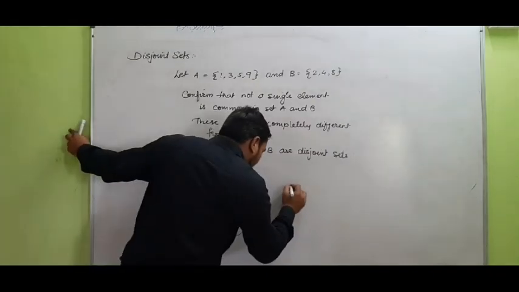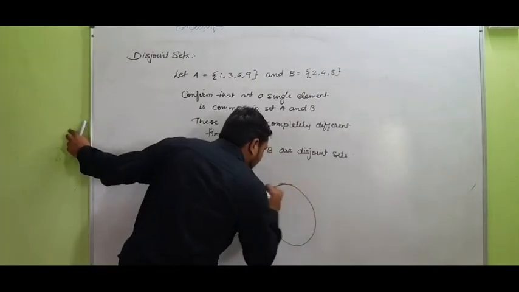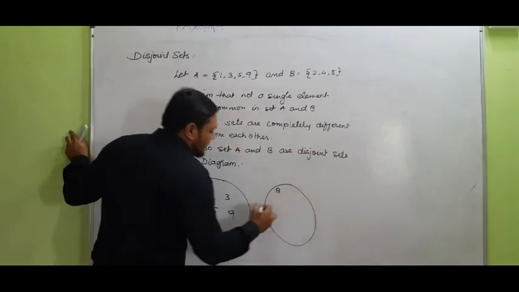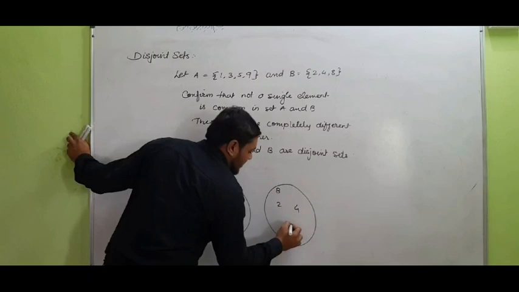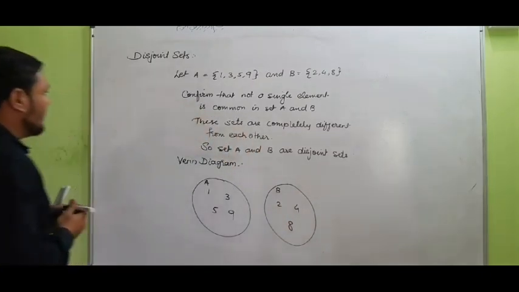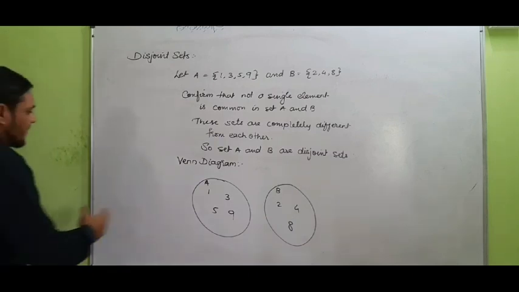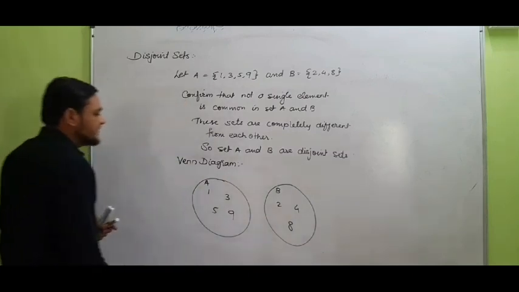I will take another diagram which can be considered as the Venn diagram for set B. So students, this is set B. It contains elements 2, 4, 8. If you observe the Venn diagram of set A and set B, then set A and set B do not contain any common element. That is why we have taken two different diagrams to represent these sets.